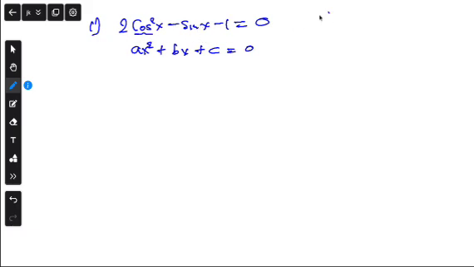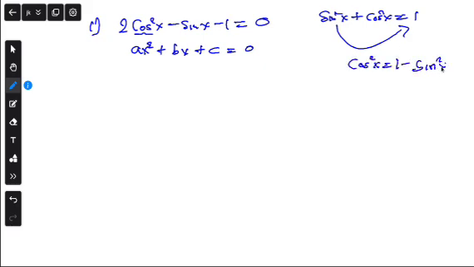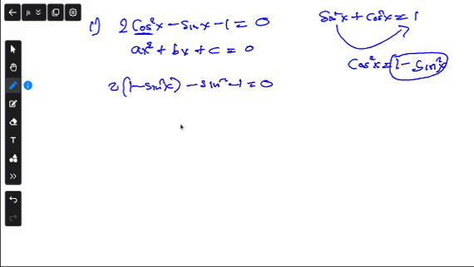Since we know that sine squared x plus cos squared x is equal to 1, we can take this one to the other side. Therefore, cos squared x is going to be equal to 1 minus sine squared x. So we can just put this one here. We have a 2, then open bracket 1 minus sine squared x, then is equal to 0. So this is what we have.